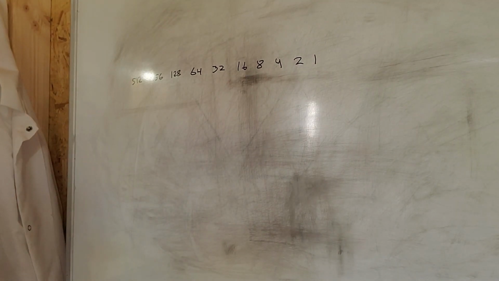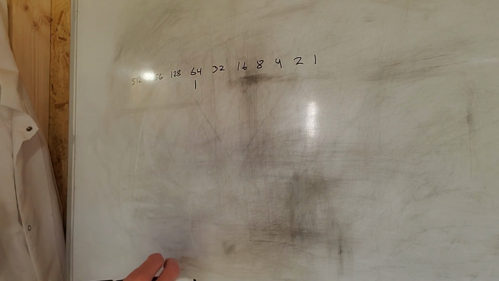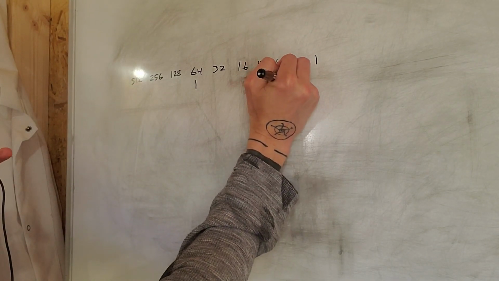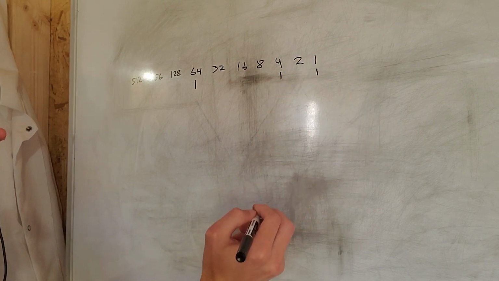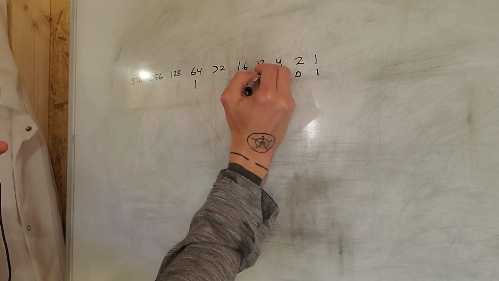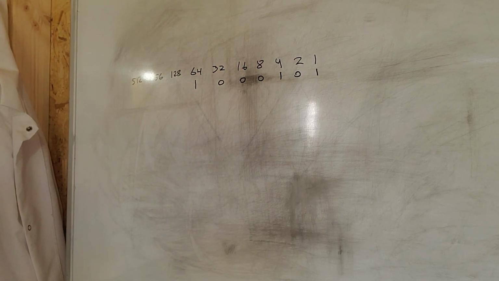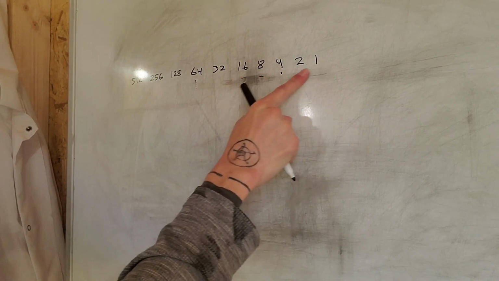If you want a more complex example, let's say we're trying to get 69. First obviously we would start with 64, because that's the highest closest number, and then 64 plus 4 would be 68, and 68 plus 1 would be 69. So 1000101.